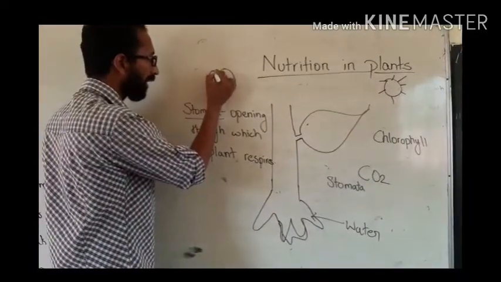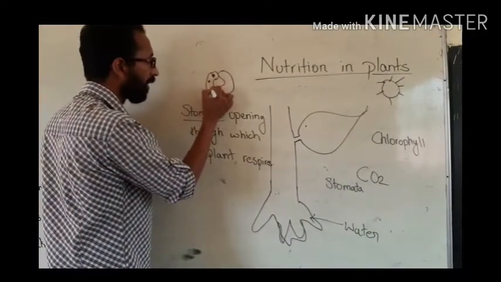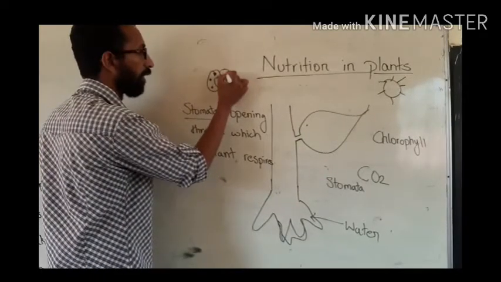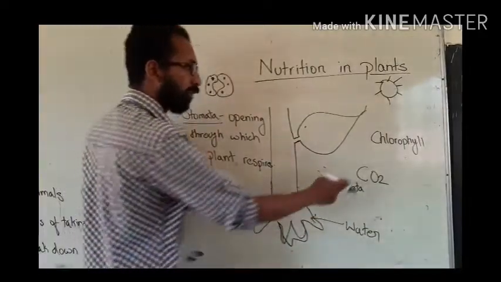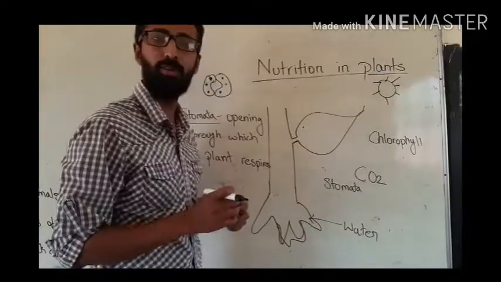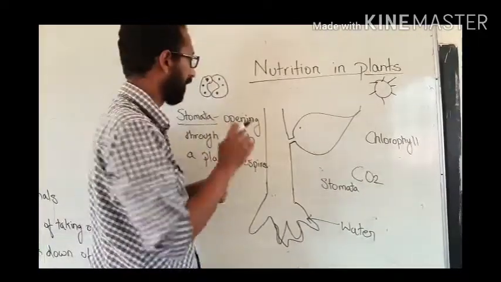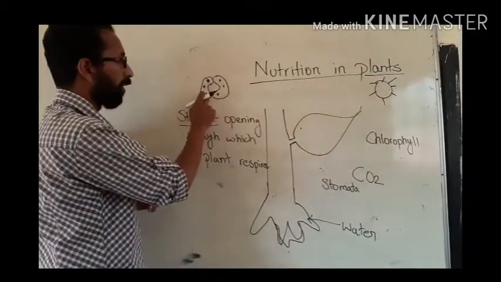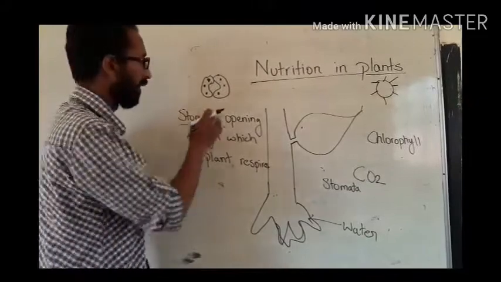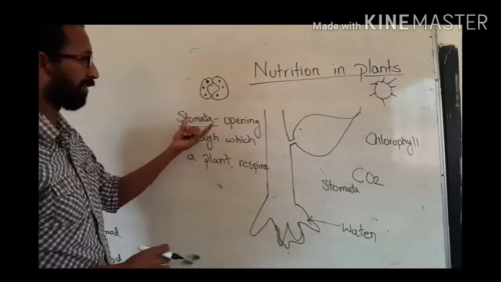Now each stomata contains the pigment chlorophyll. Chlorophyll is present in the stomata, and chlorophyll is responsible for the green color. The green color of the plant is only due to the presence of chlorophyll. Now we learn the process.